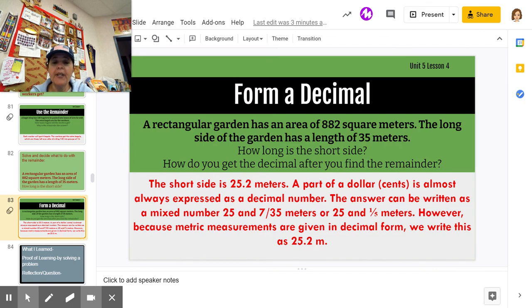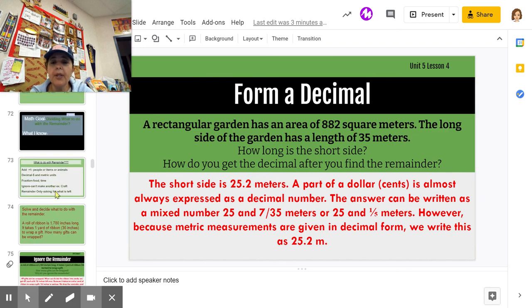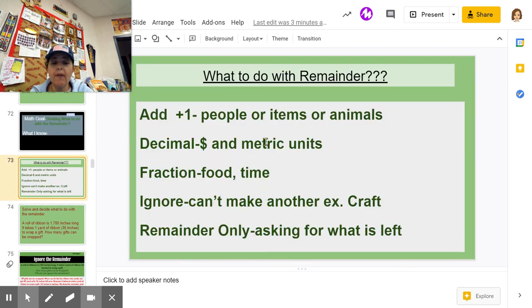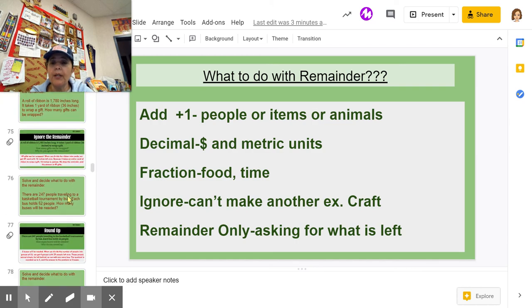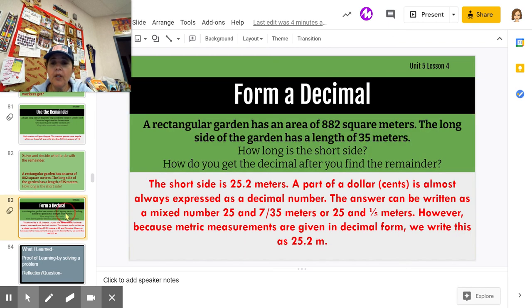Okay, if you said form a decimal, you are correct because we're talking about meters. And remember that we said that when we have the metric units, which is meters, we make a decimal. And these are a little bit trickier to do, so we will work on this and I'll show you how to do that in class. But this is a decimal. We're going to make it into a decimal. So we're going to form a decimal.